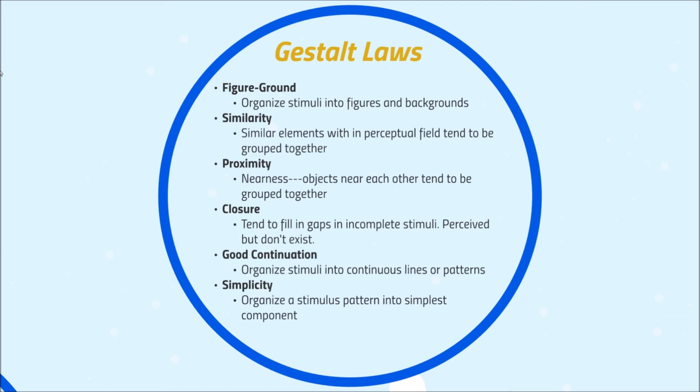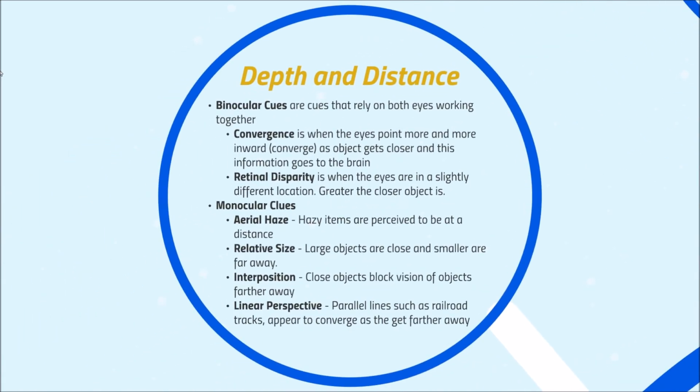Good continuation is when we organize stimuli into continuous lines or patterns, and simplicity is when we organize a stimulus pattern into the simplest component. We also have depth and distance, such as binocular cues, which are cues that rely on both eyes working together. These include convergence, which is when the eyes point more and more inward as an object gets closer. This information then goes to the brain. We also have retinal disparity, which is when the eyes are in a slightly different location. This is greater the closer the object is.